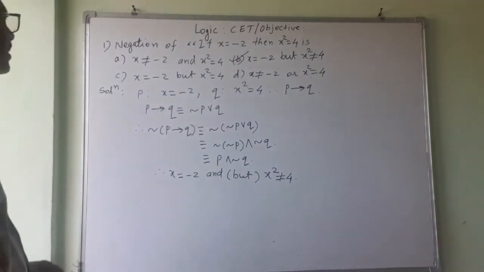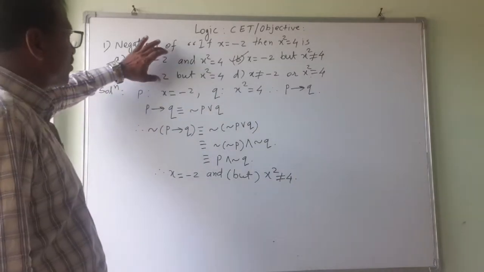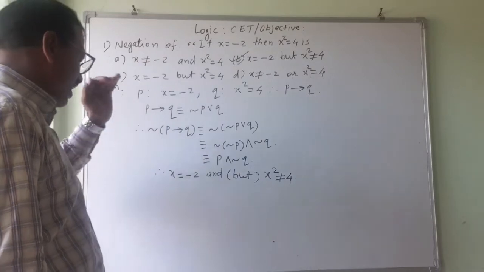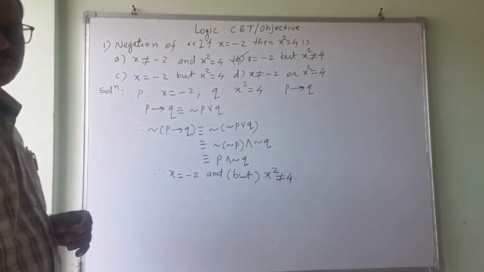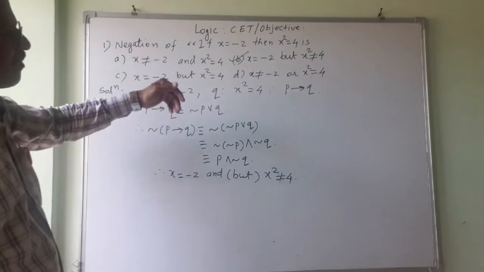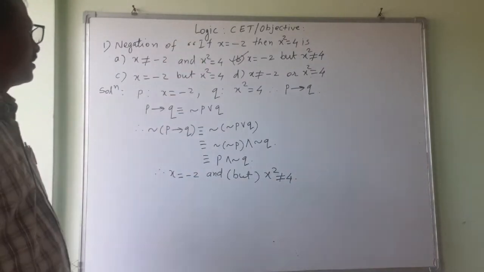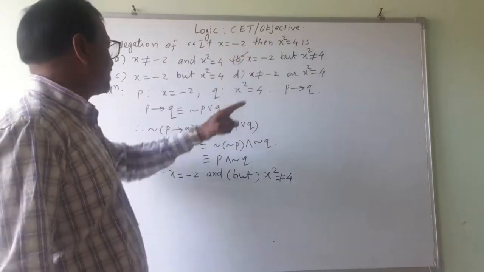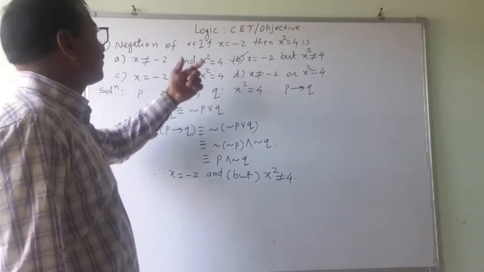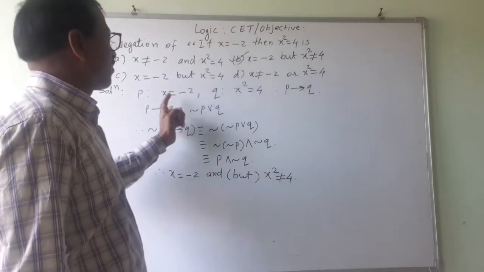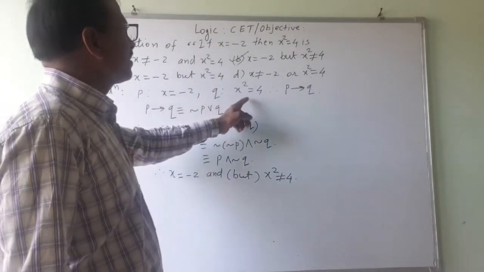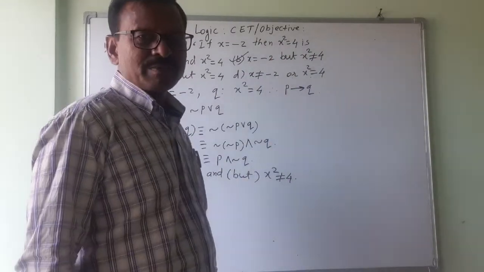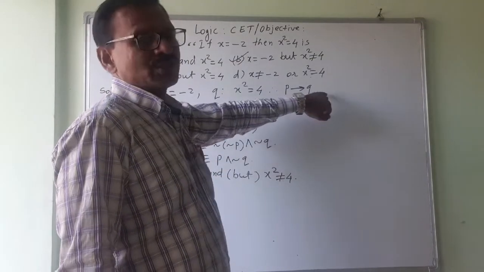So what happens, instead of looking at the options, first of all try to build up our concepts, try to build up our answers, and then automatically the option will be easy. Here if, then means this is the implication. So P is the first part, x is equal to minus 2. Q is the second part, x square is equal to 4. So therefore the logical statement would be P implies Q.